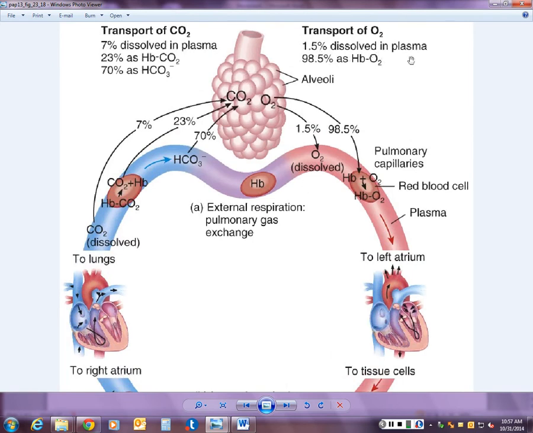1.5% of oxygen is going to be directly dissolved in plasma. Now, like I said, oxygen is not readily soluble in blood. I didn't say it couldn't dissolve at all. So about 1.5% of your total oxygen is going to be dissolved in plasma. So that leaves 98.5%. The other 98.5% will be bound to hemoglobin. When oxygen is bound to hemoglobin, it's referred to as oxyhemoglobin. So 98.5% of your oxygen is carried as oxyhemoglobin.